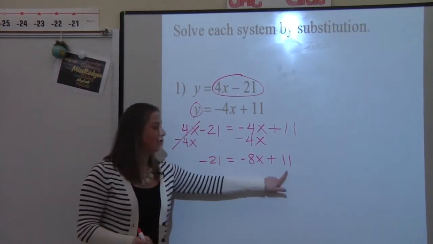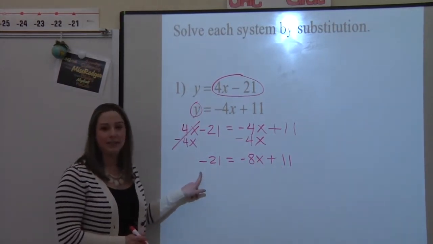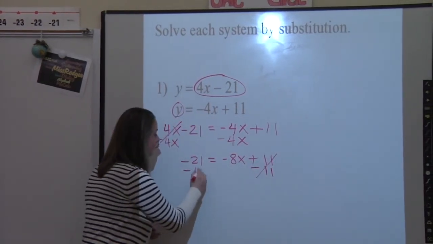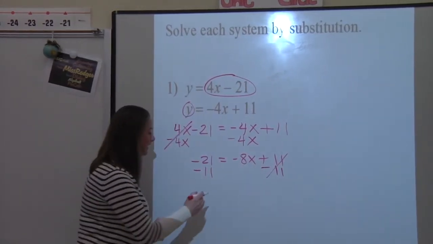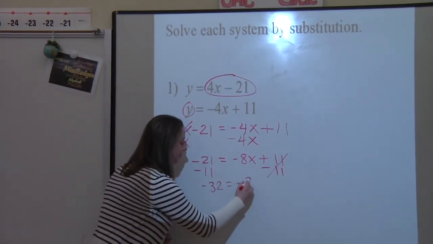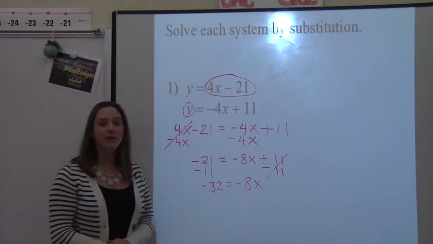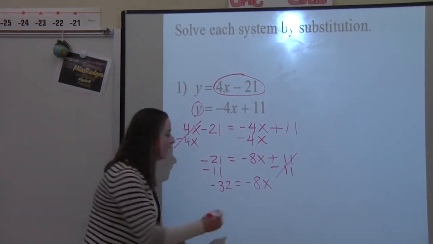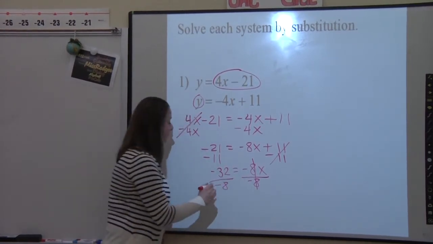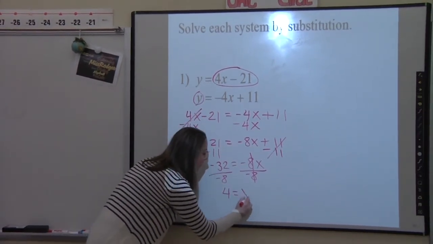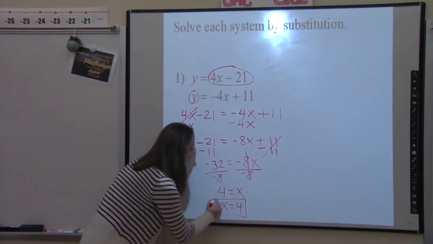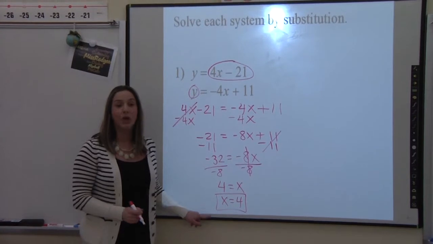And now I only have one choice. I need to bring 11 to the other side of the equation. To do that, I'm going to subtract 11 from both sides. Negative 21 minus 11 is going to give me negative 32. And now I have a one-step problem. So I'm going to divide by negative 8 on both sides. This is going to give me 4 equals x, or the way that we typically like to see it, x equals 4.